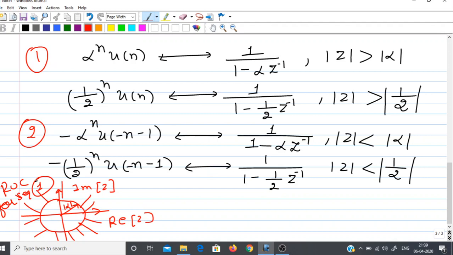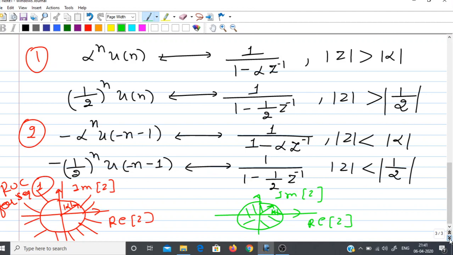Now similarly, what would be the ROC for this sequence 2? Here again, this is the complex plane, and here I draw a circle of radius mod alpha. But this time mod z is less than mod alpha. So the ROC would be interior to this circle.